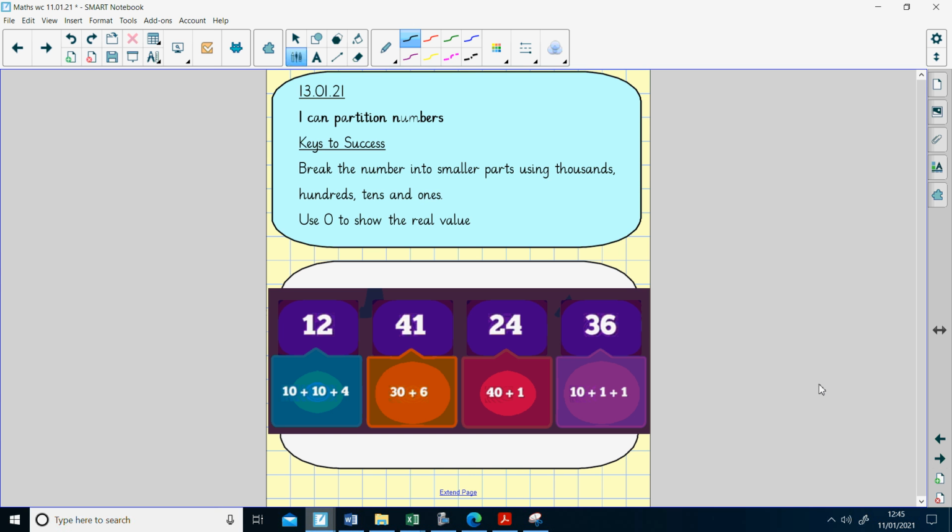Okay, have a look on the board now, children. I've got some numbers and then I've partitioned them underneath. Pause the video and just match up each partitioned number to the number I started with. Pause the video now and then come back to me.